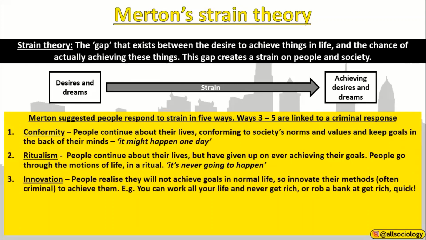So the third one is Merton's idea of innovation. Innovation means you're just kind of changing something, what you do. So people realize that they're not going to achieve their goals in normal life, so they'll innovate their methods. They'll change their methods, often in a criminal way, in order to achieve them.